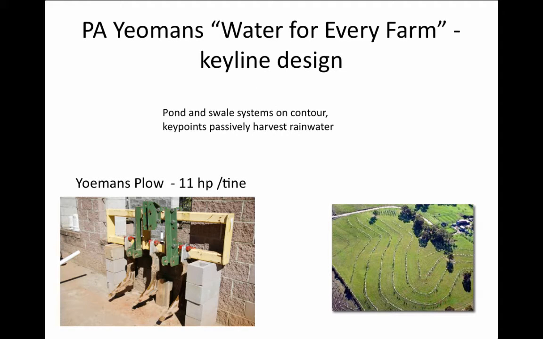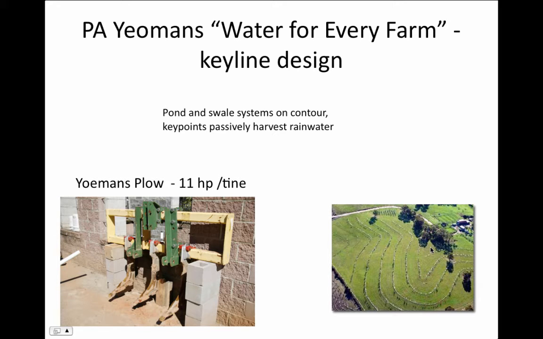So here's an example. There's an Australian named P.A. Yeomans, and he wrote a book quite a while ago, at least in the 50s, maybe earlier than that, called Water for Every Farm. And he realized that if you created structures, and you can see here that these are sort of on contour. So this point here is at the same level as this point over here. So these lines are on contour.